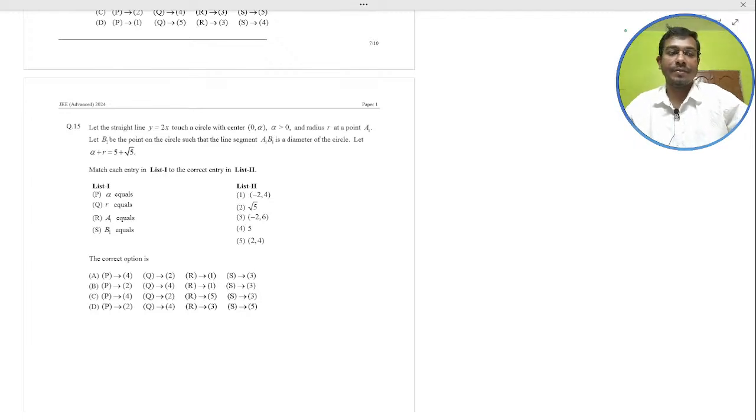Let the straight line y equal to 2x touch a circle with center (0, alpha), alpha greater than 0, and radius r at a point A1. Let B1 be the point on the circle such that the line segment A1B1 is the diameter of the circle. Let alpha plus r equal to 5 plus root 5. Match each entry in list 1 to the correct entry in list 2. Okay.